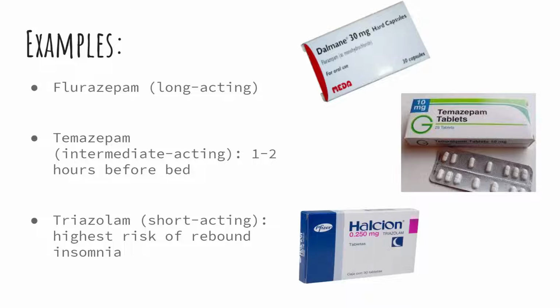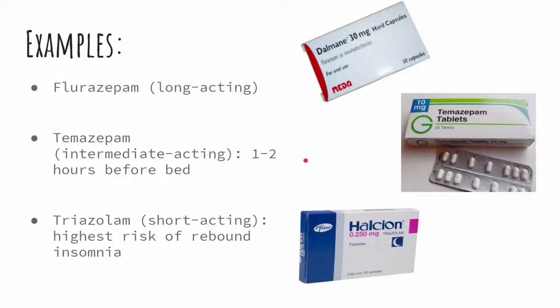Now, examples of some hypnotic benzodiazepines that we use for the treatment of insomnia include flurazepam, which is a long-acting benzodiazepine. Here we can see it in the name of Dalmane. طبعا زي ما حكيت هاي الأسماء trade names مو علينا. I just put these pictures of the drugs for visual memory. Temazepam is an intermediate acting drug, and this is taken 1 to 2 hours before bed. Here we can see it. This is a generic drug. And triazolam is another one, but it's short acting. And this one has the highest risk of rebound insomnia because it's very short acting.